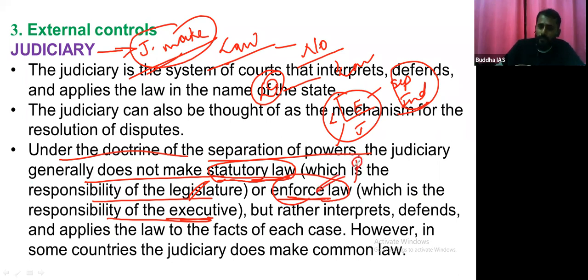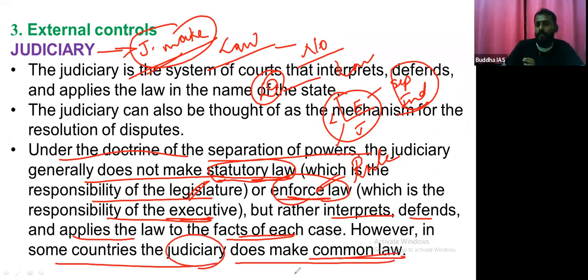For this purpose, the executive makes rules. But the judiciary interprets, defends and applies the law to the facts of each case. However, in some countries, the judiciary does make common law. So these are exceptions. The judiciary does make common law in some countries, but not in India.